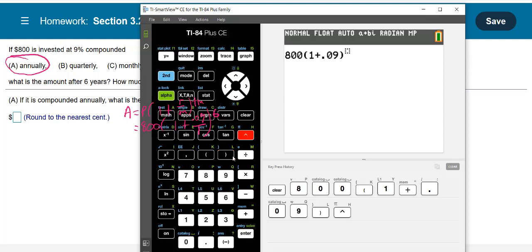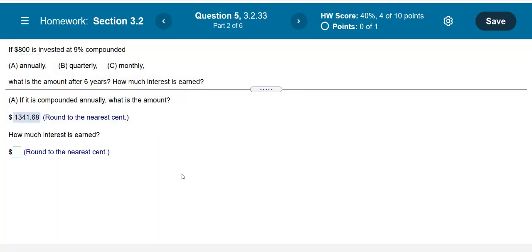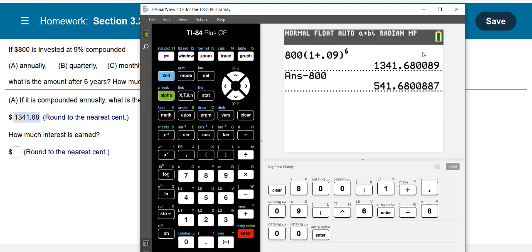Use the exponent key to get the 6th power. Then round to the nearest cent, which means 2 places past the decimal: 1341.68. We need to find the interest. The interest will be the difference in how much we end up with and how much we started with. So it's 1341.68 minus 800, or 541.68.